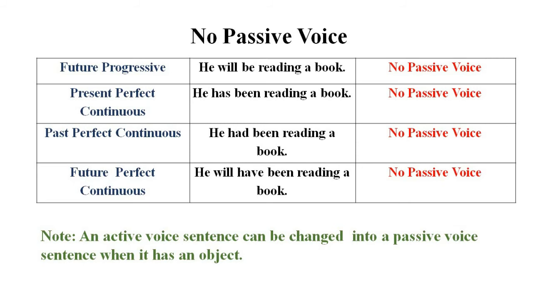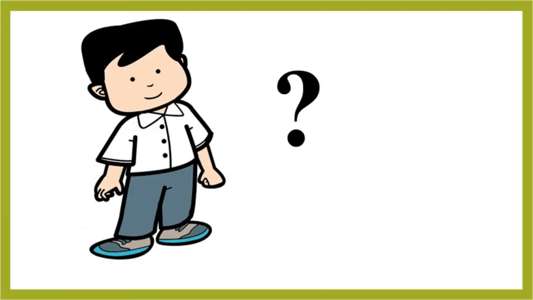And one important thing that is given in the note: an active voice sentence can be changed into a passive voice sentence when it has an object. तो डियर स्टूडेंट, जब एक्टिव वॉइस के सेंटेंस में कोई ऑब्जेक्ट हो तभी आप उस सेंटेंस को पैसिव में बदल सकते हैं. Now here are some questions which are based on the study that you have done today in this video.